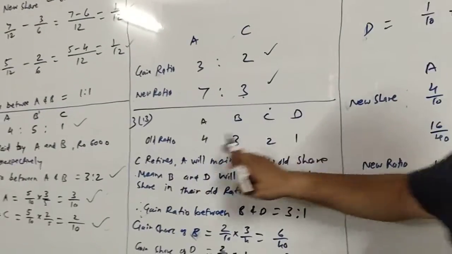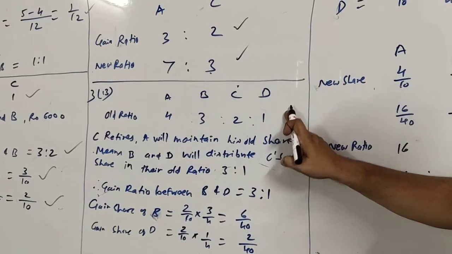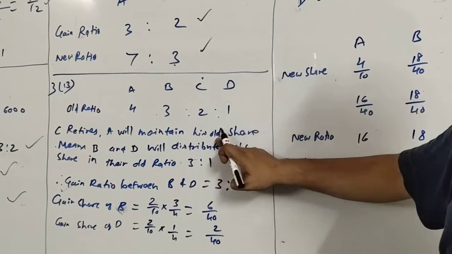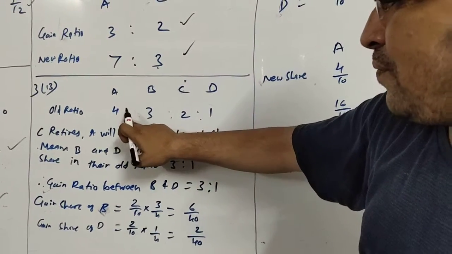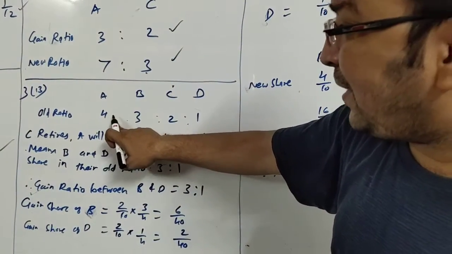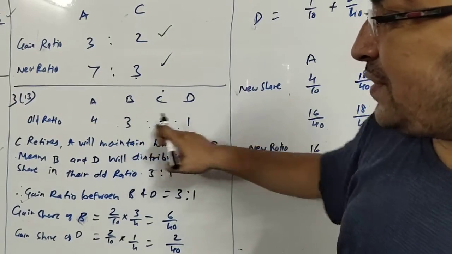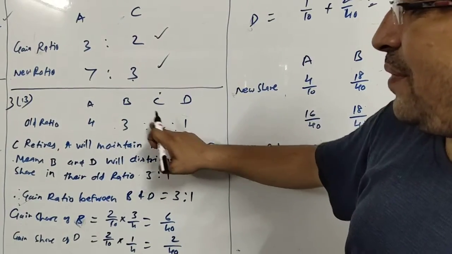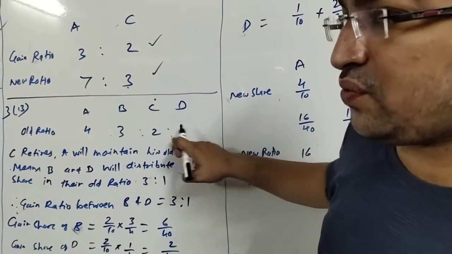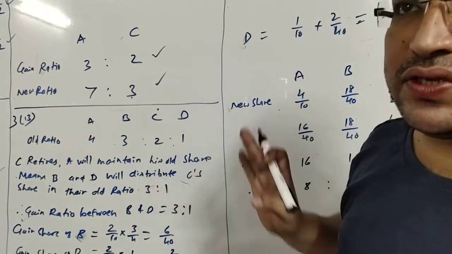Let us see how to solve this. A, B, C, D. Old ratio is 4:3:2:1. Now C is retiring. So C retires and A will maintain his old share. A's old share is 4 by 10 and he will continue with this share. That means C's share will be taken by B and D and no other information is given. That means C's share will be taken by B and D in their old ratio. Their old ratio is 3:1. So the gain ratio between B and D will be 3:1.